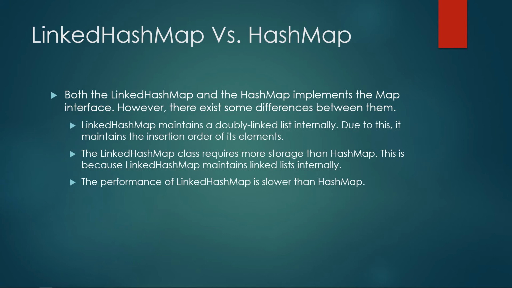The LinkedHashMap maintains a doubly linked list internally. Due to this, it maintains the insertion order of its elements. But the LinkedHashMap class requires more storage than a HashMap. This is because LinkedHashMap maintains linked lists internally. And the final point, the performance of a LinkedHashMap is slower than a HashMap.